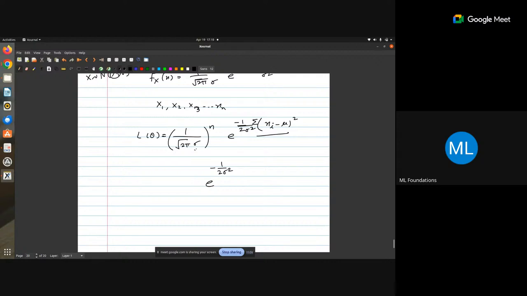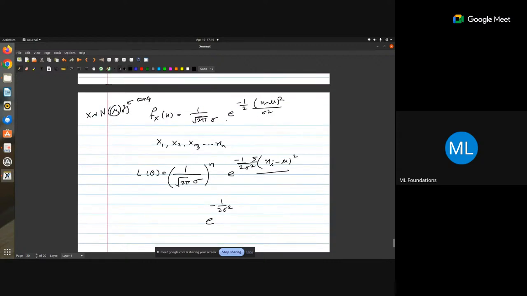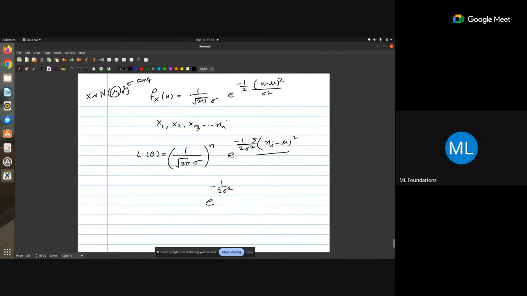Why are you not saying sigma to the power n is going to be constant? If I take the log of this, okay. Sir, we find the estimator and both sigma and mu are estimated. What you are saying is correct, but you cannot find two parameters at the same time. You have to find the first parameter by treating the other parameter as constant.